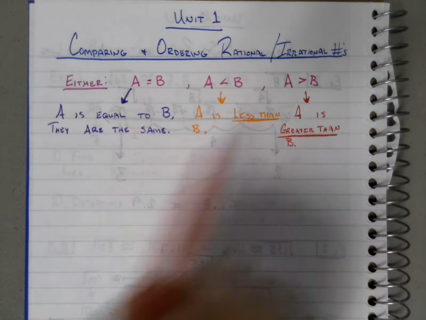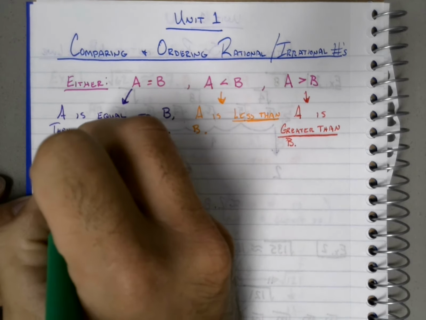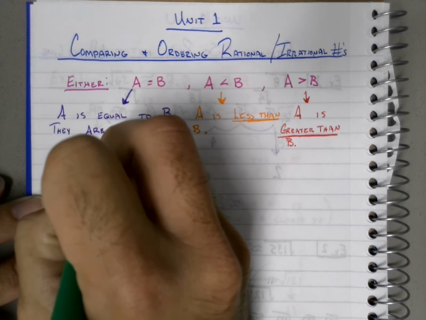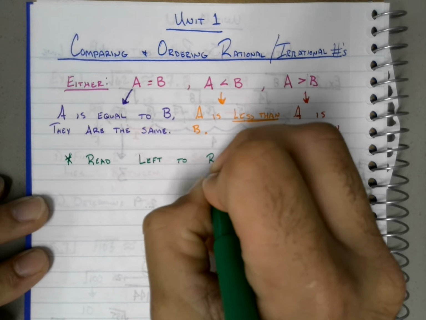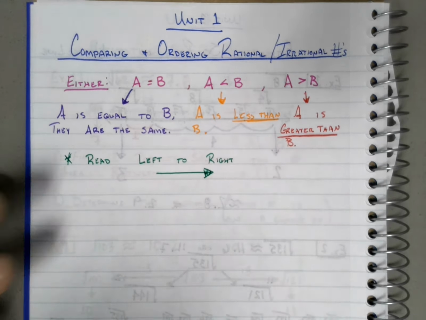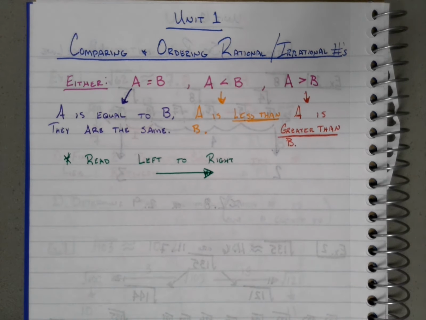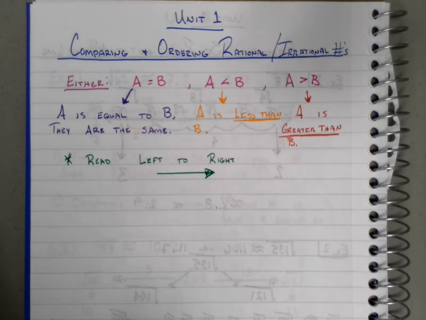Greater than means it's bigger. You read these left to right, so make a little note here: read left to right, and we'll draw a little arrow. If A is looking into the alligator's mouth, he has a greater chance of getting eaten. So we're going to read these from left to right. Like I said, it's very important to read these and understand them.